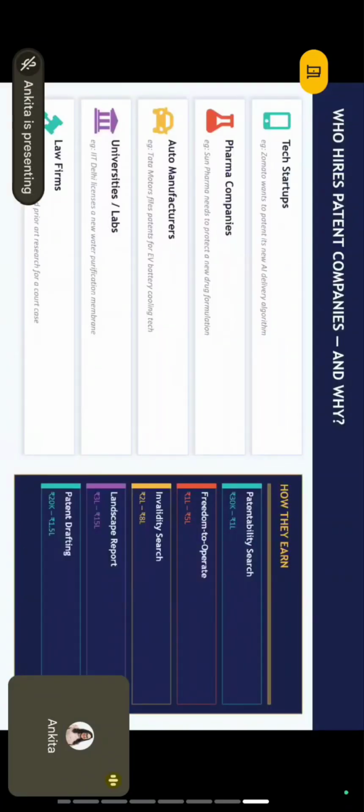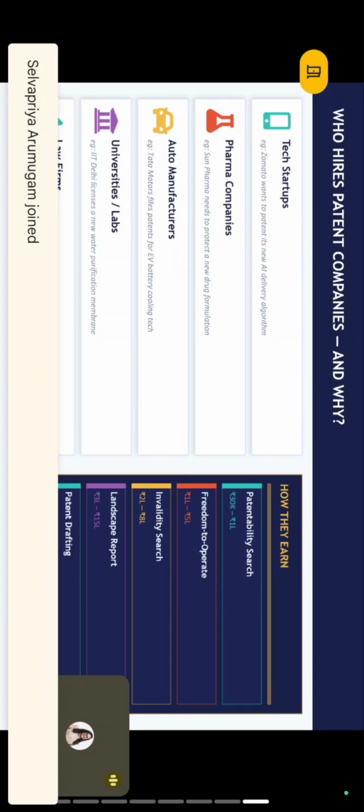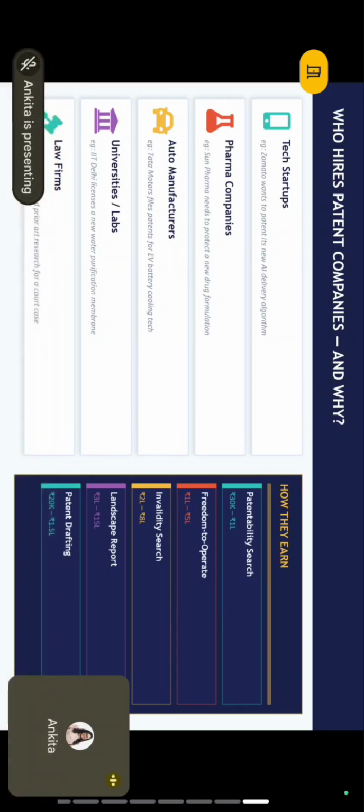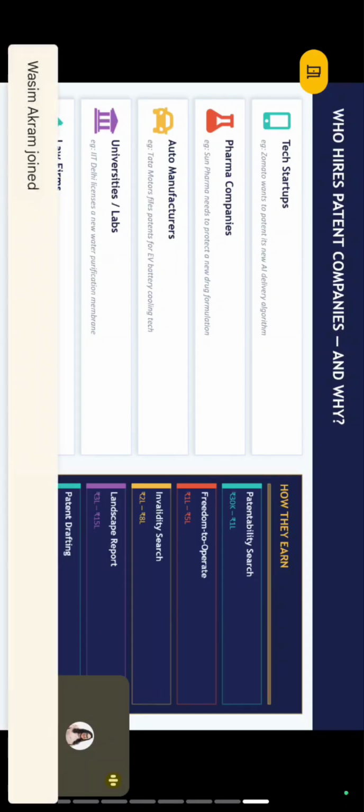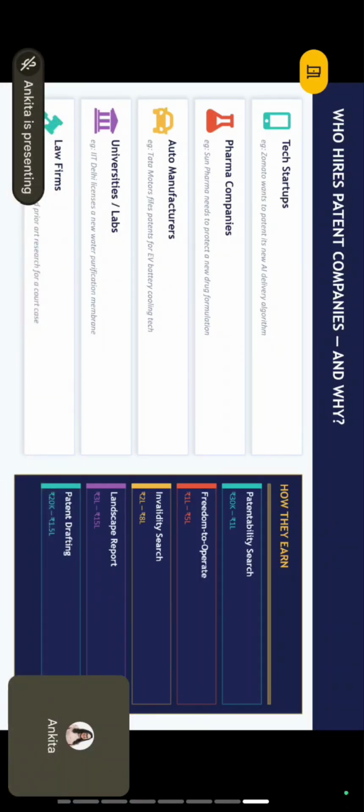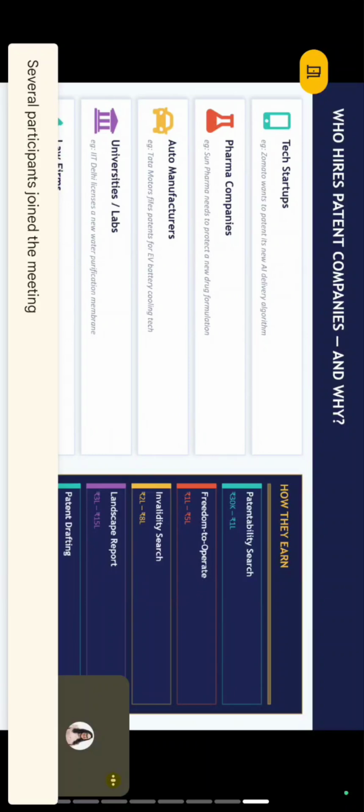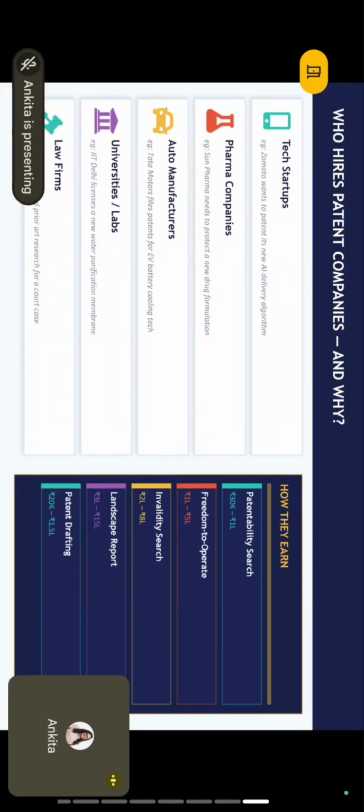Now the question is, who hires the patent companies? Who are the clients of patent companies? So let me walk you through the most common ones. The first one is tech startups. For example, Zomato builds a new AI algorithm for delivery route optimization. But before they file a patent, they hire a patent company to check if the idea is truly new. It's very important to know, because the filing of a patent costs around 50,000 to 5 lakh rupees. So it's very important to know whether it's worth filing or not before spending that money. So they hire the patent companies to do this type of research.